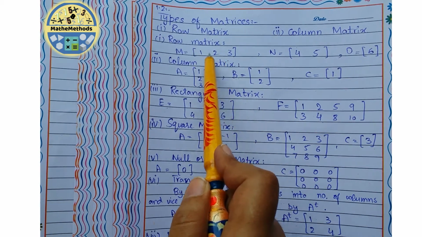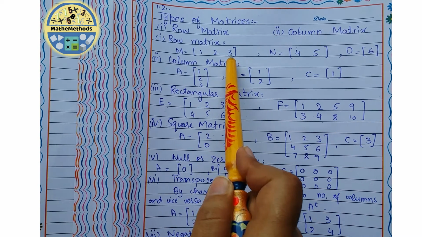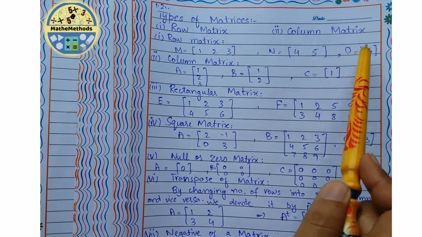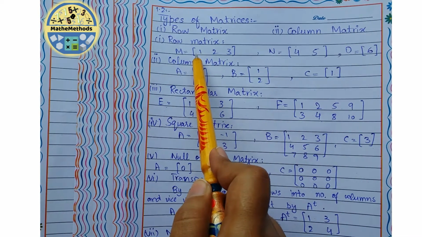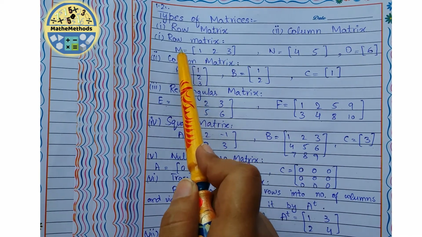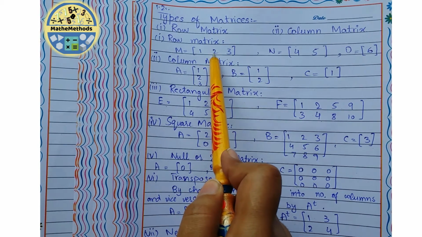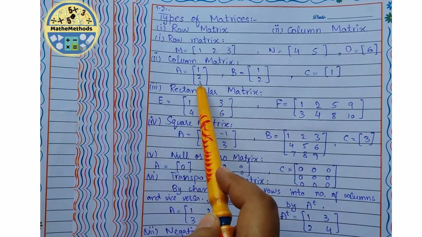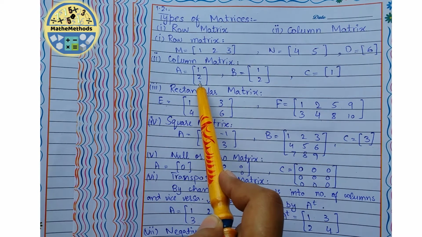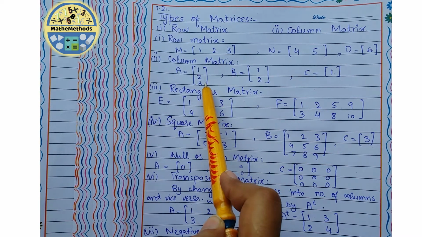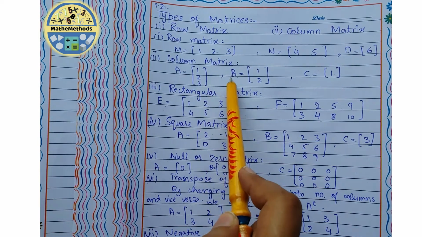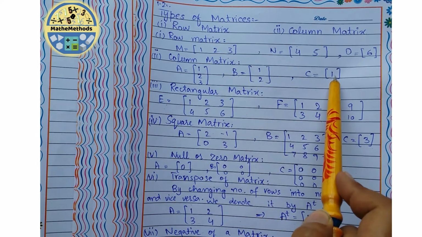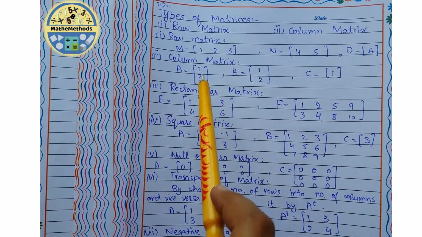For example, you can see here M is equal to [1, 2, 3], N is equal to [4, 5], O is equal to [6]. There is only one row, so we can call these matrices row matrices. And then column matrix. Similarly, if we have only one column in a matrix, we call this matrix a column matrix. A is equal to 1, 2, 3, B is equal to 1, 2, C is equal to 1. These three matrices are column matrices.